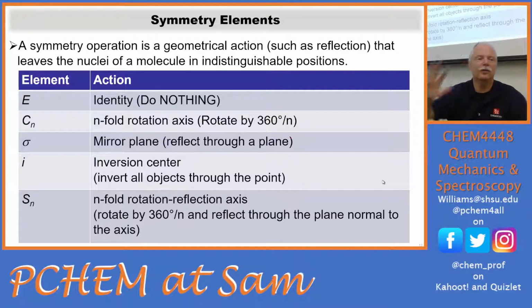This is wonderful. There's only 5, and one of them doesn't do anything. So with these 5 operations, you can classify all of the molecules. The E is identity, Cn is an n-fold rotation axis. Sigma is a mirror plane. We've already kind of used those. I is an inversion center, and S is called an improper rotation or a rotation reflection axis. So I'm going to write on here improper rotation.